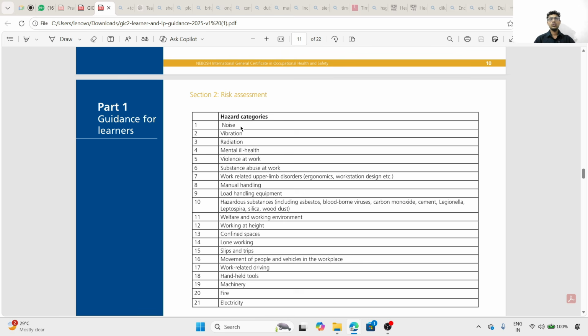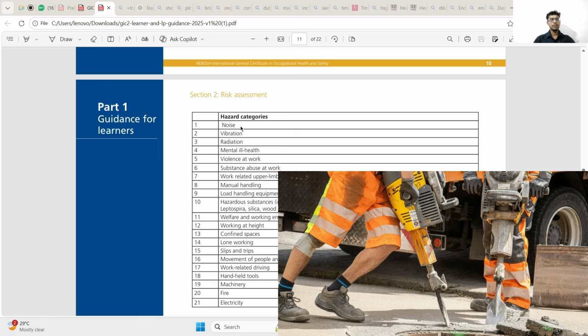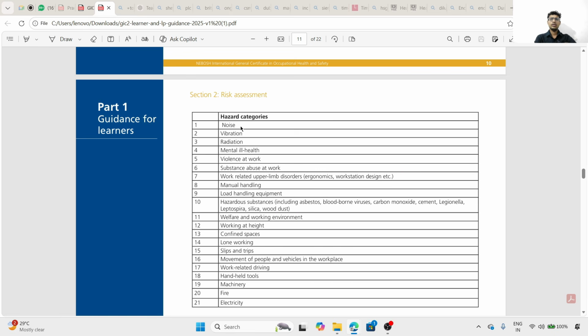Vibration: we know that in road construction projects people do drilling with machinery, so a tremendous amount of vibration happens in industries. Their health conditions also become much worse in the long term, as can be found. Then third, we can find radiation.